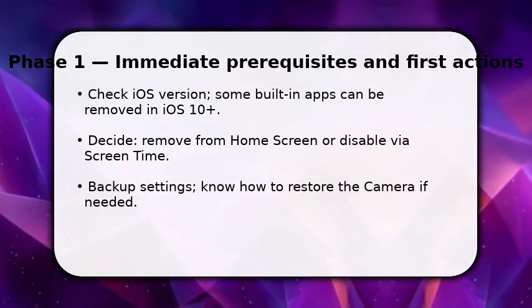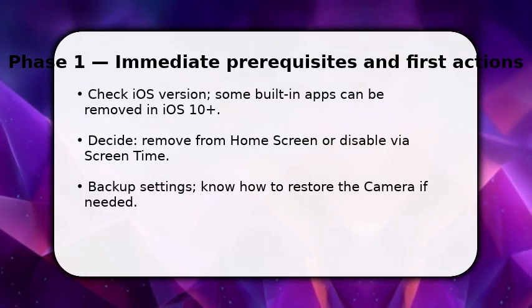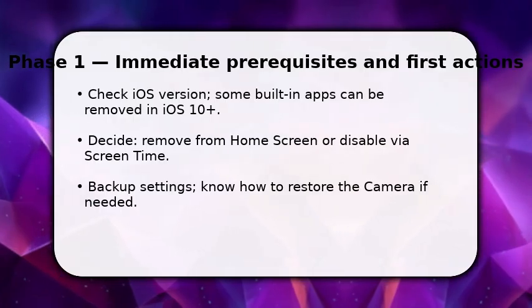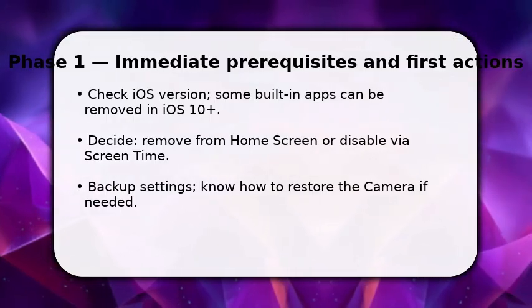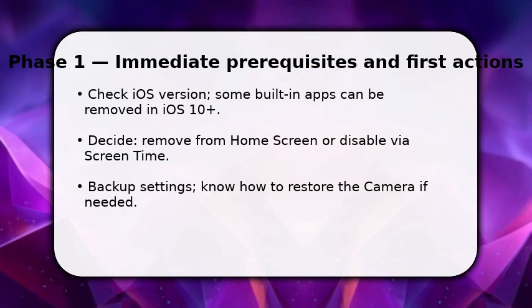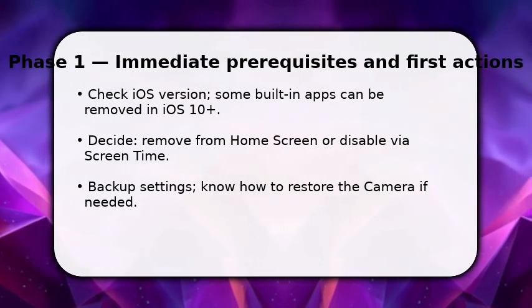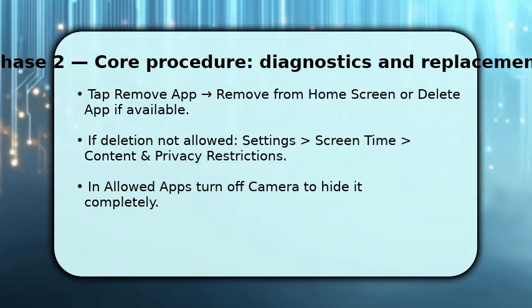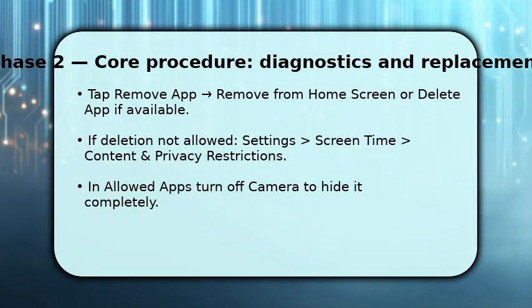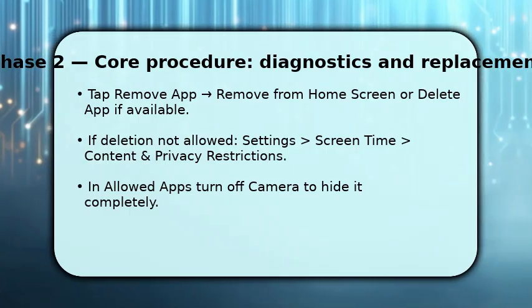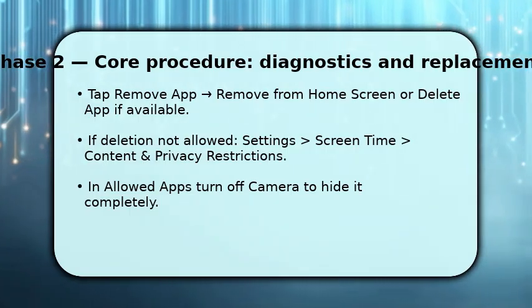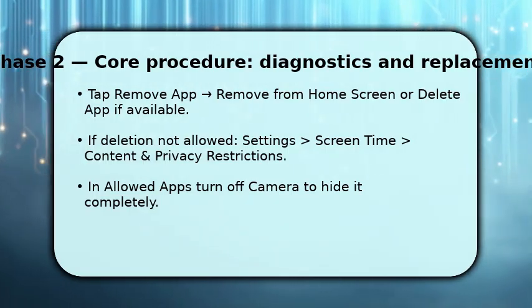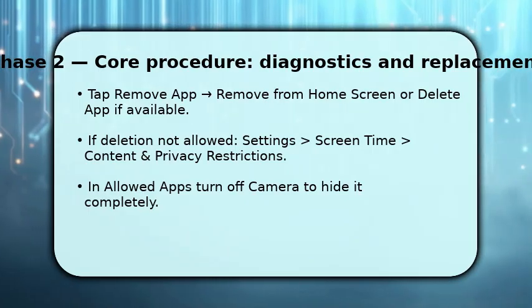Once done with this first step, make sure you remember your screen time passcode or Apple ID because you'll need it to reverse the change. If the long press offered Remove App, choose that option and decide to remove from home screen or delete. If you can't delete, open Settings, then Screen Time, enable content and privacy restrictions, and tap Allowed Apps. Turn off camera to hide and disable access in a way that's reversible.